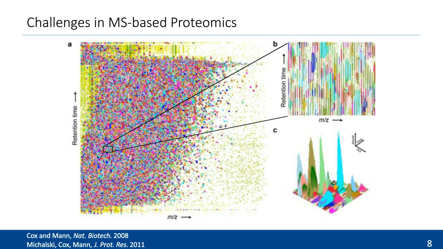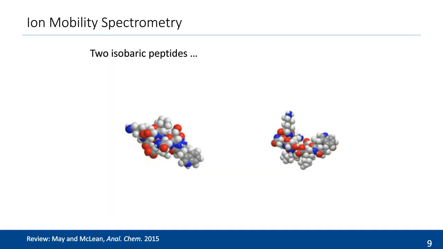So you can guess, in this case, we only have the liquid chromatography and the mass as separation dimensions, and any dimension of separation that we add to this can be very helpful. One promising field there is ion mobility spectrometry.